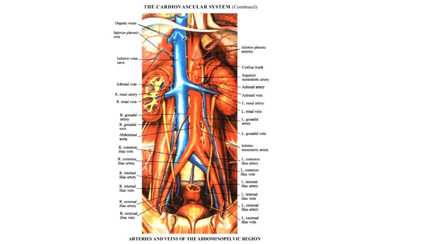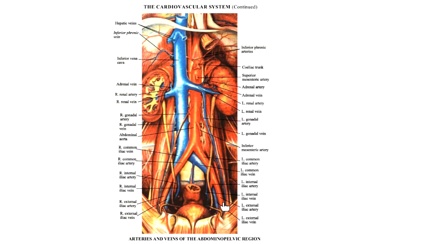But here we have some other veins that you should be familiar with in the abdominopelvic region. Here is our inferior vena cava. The inferior vena cava is formed from the right external iliac vein merging with the right internal iliac vein. When they merge on the right side, they form this vein right here, the right common iliac vein.